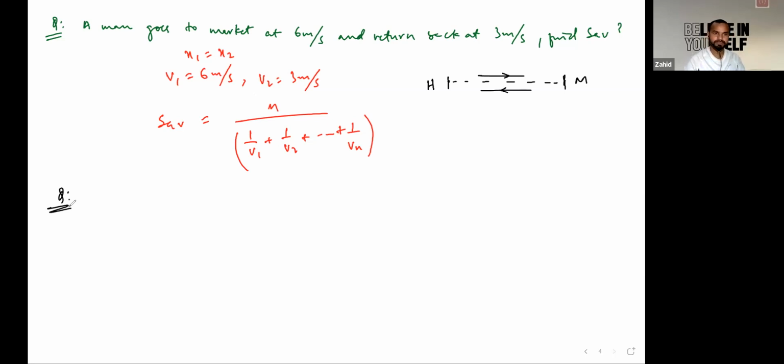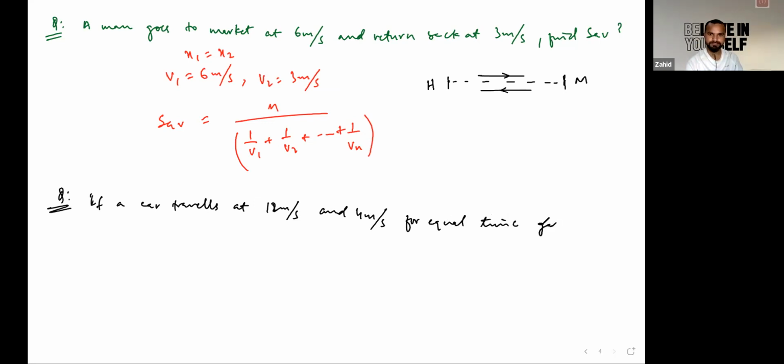Try to solve one more problem. A car travels at 12 meters per second and 4 meters per second for equal time gap. Find average speed. Try to solve.